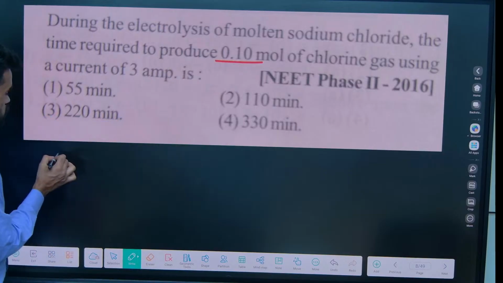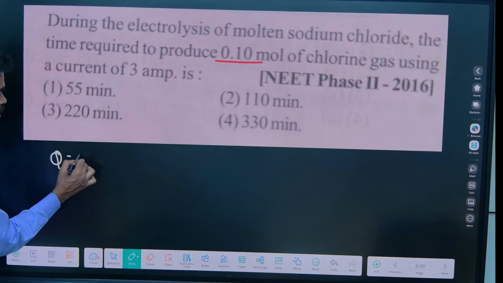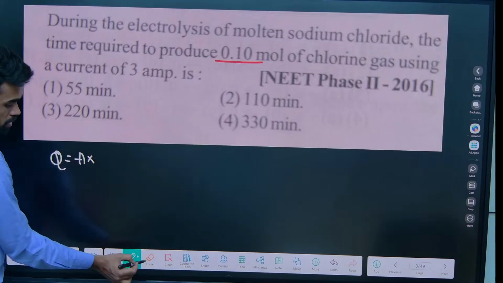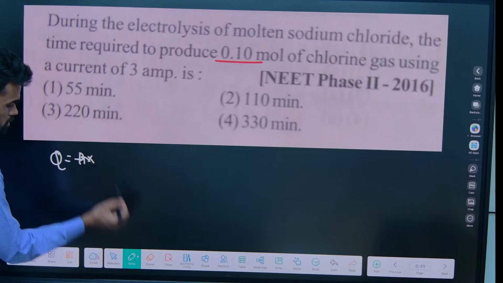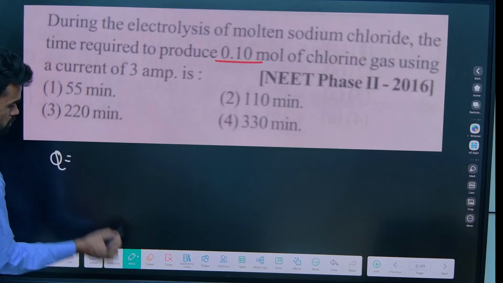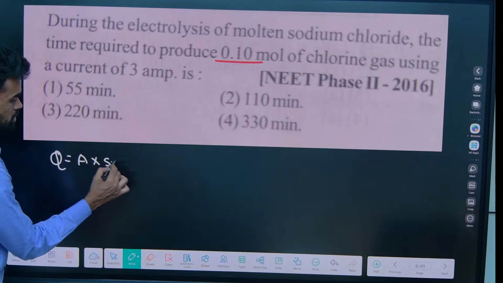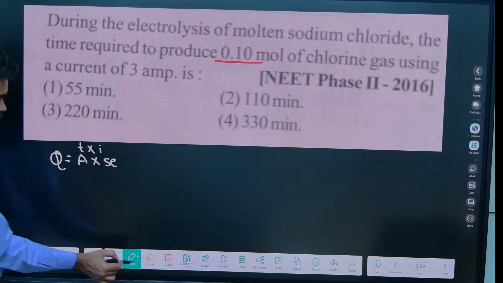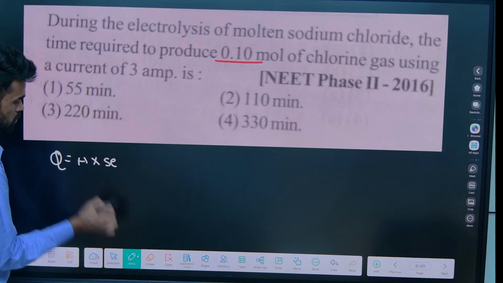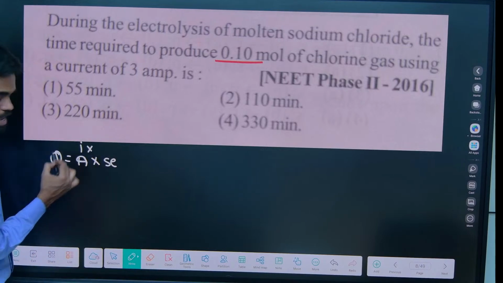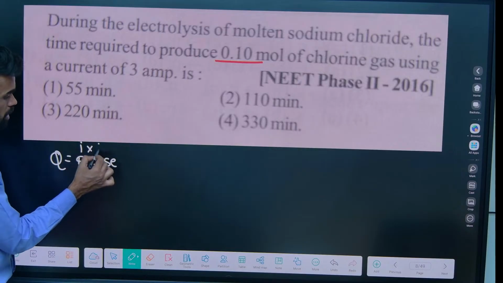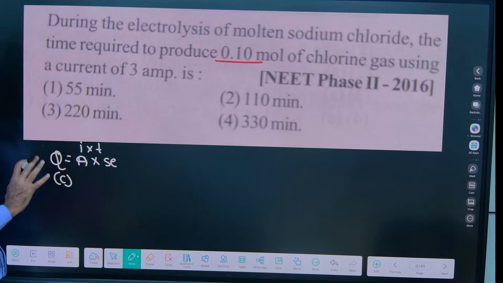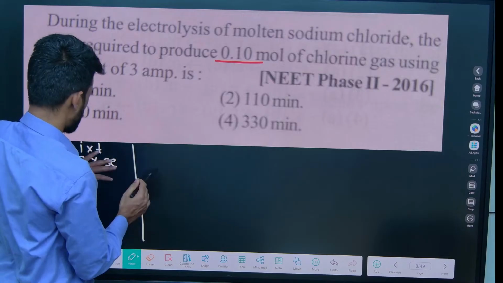Okay, so now what is the formula for charge? Charge equals current into time, that is I into t. I means current, indicated in amperes, and time in seconds. So the unit for charge is coulomb. Okay, this you remember. Now what they are asking, we will discuss again.